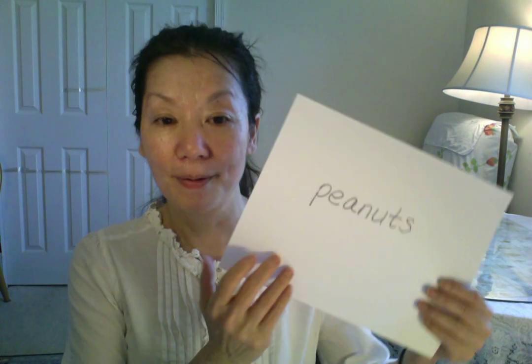Then next one, how about the peanuts? Peanuts. In Chinese, we say 花生. Yeah. 花生, peanuts. 花生, peanuts. Okay. Now we see the next one.